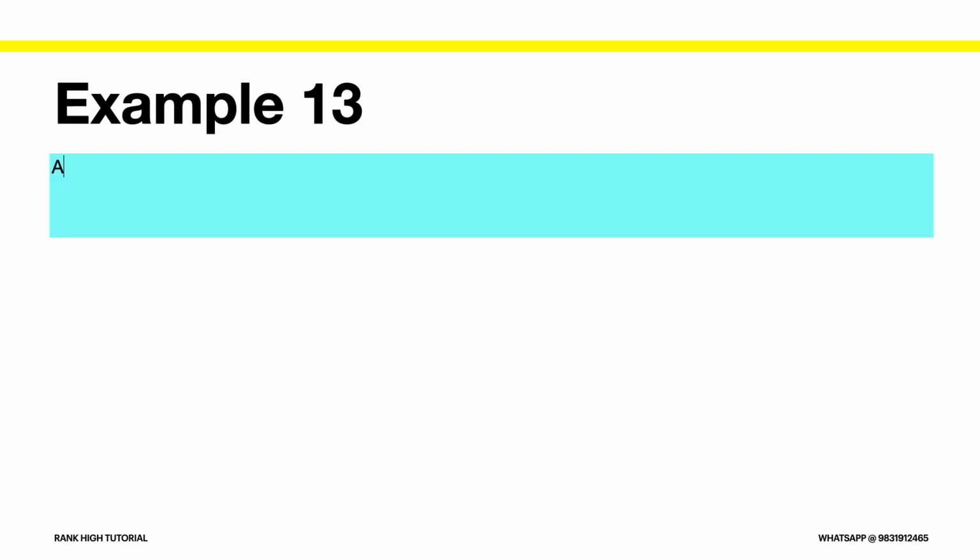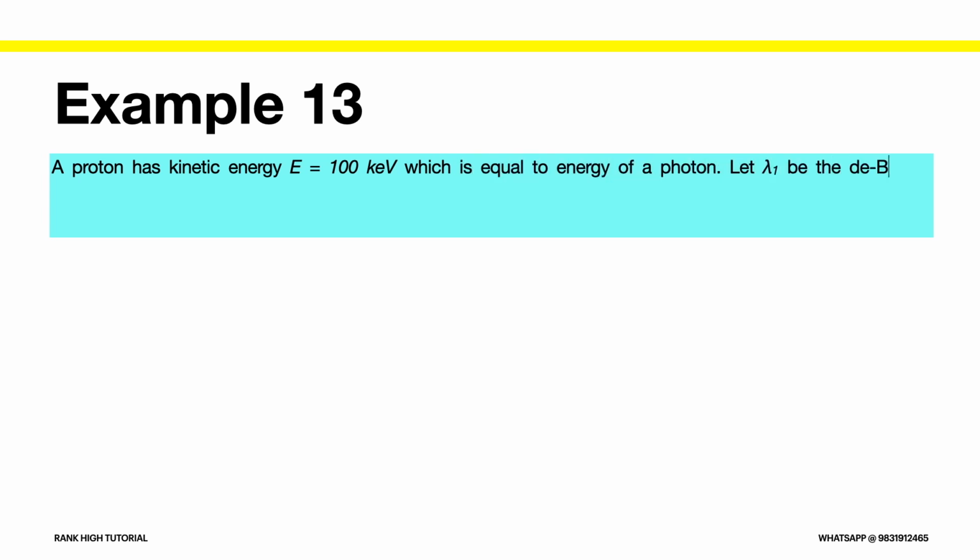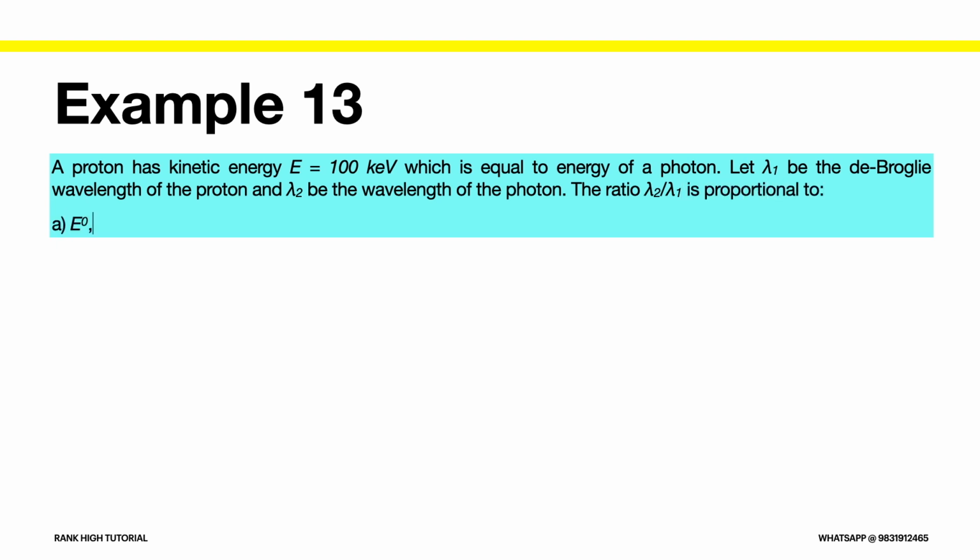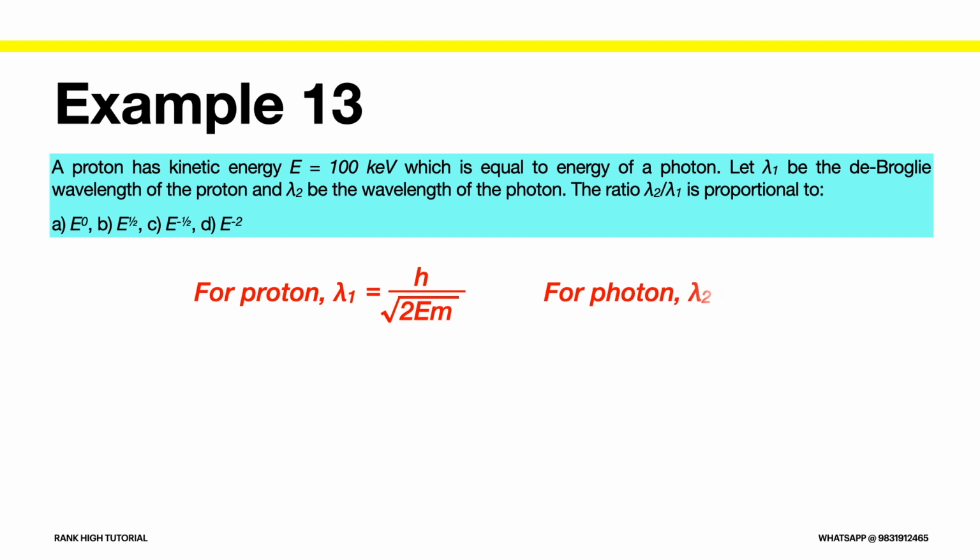electron volts. It is given that a proton has kinetic energy E equals 100 kilo electron volt, which is equal to the energy of a photon. Let lambda 1 be the de Broglie wavelength of the proton and lambda 2 be the wavelength of the photon. We have to correlate the ratio lambda 2 by lambda 1 with the energy. How to do this? Firstly, we have to write the wavelength of the proton, that is lambda 1 equals h by square root of 2Em, and the same for the photon, lambda 2 equals hc by E.